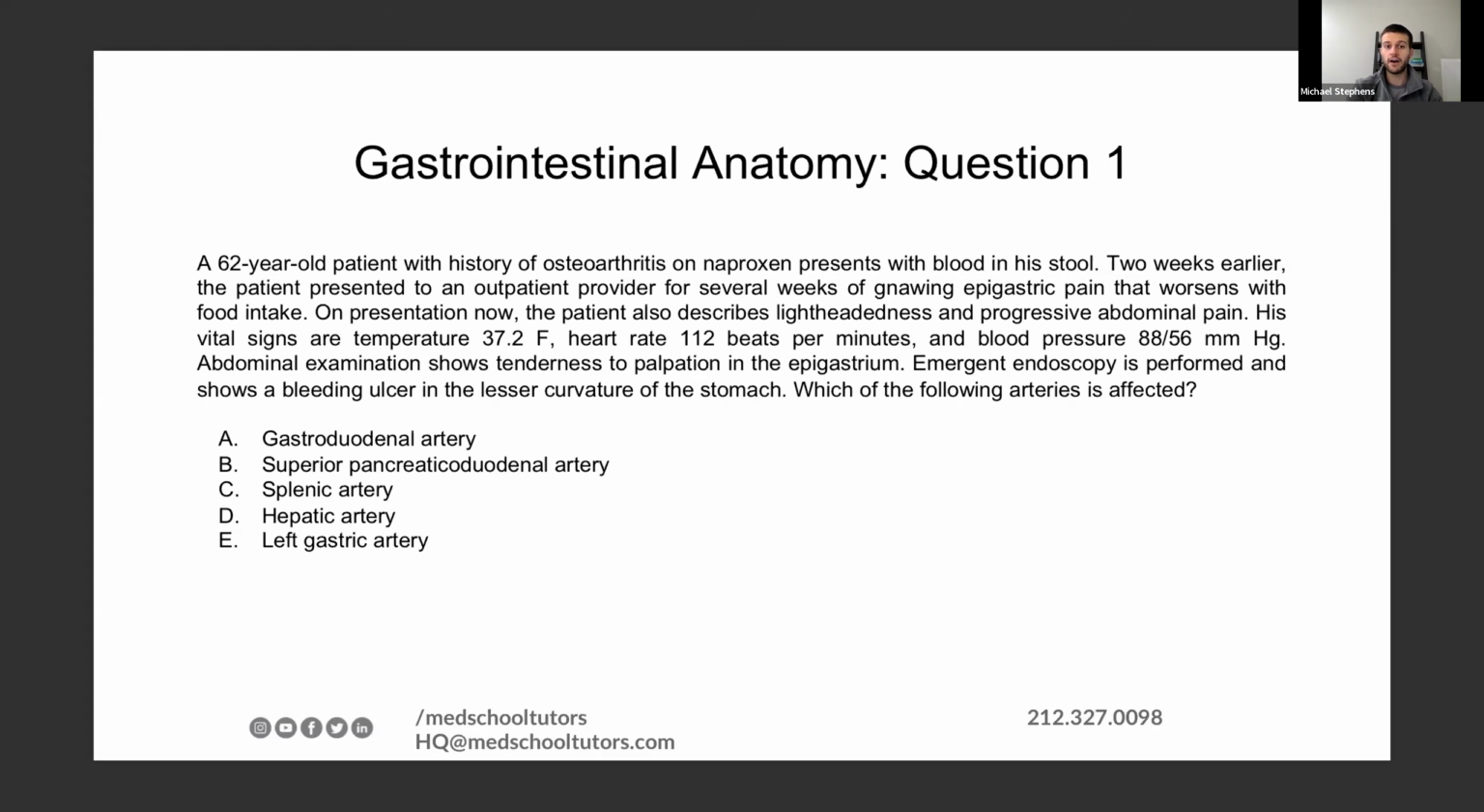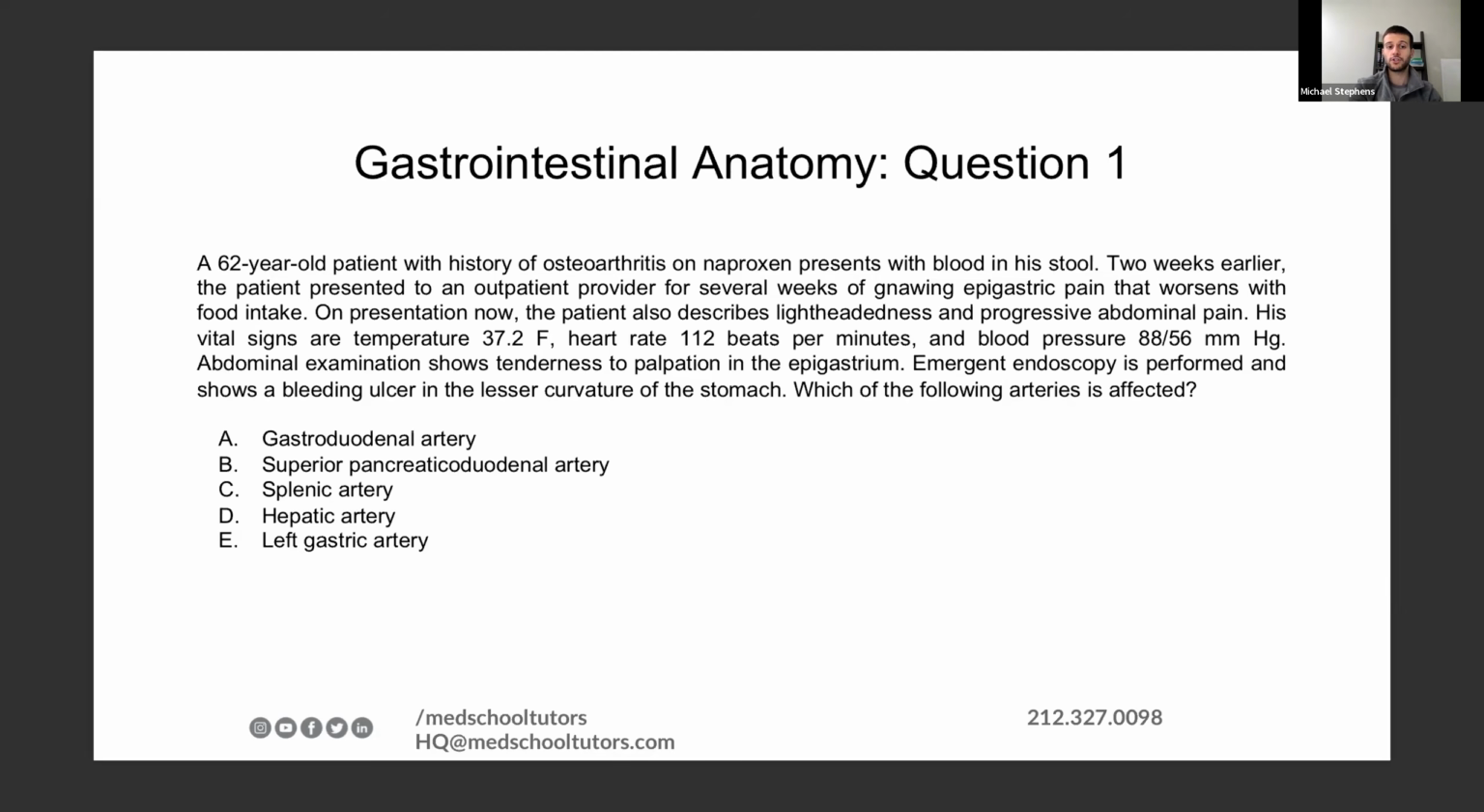On presentation now, the patient also describes lightheadedness and progressive abdominal pain. His vitals are temperature of 37.2. He's tachycardic, a little hypotensive, and he's tender to palpation of the epigastrium. They do an endoscopy and it shows a bleeding ulcer in the lesser curvature of the stomach. So we already know all of it. Everyone who said gastric ulcer, you're exactly right. And so now comes the anatomy part.